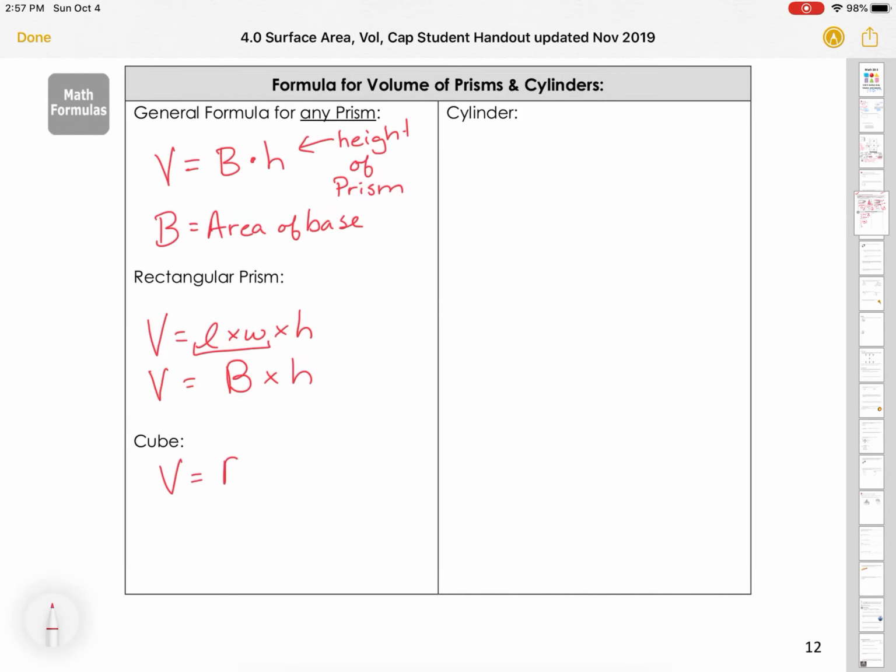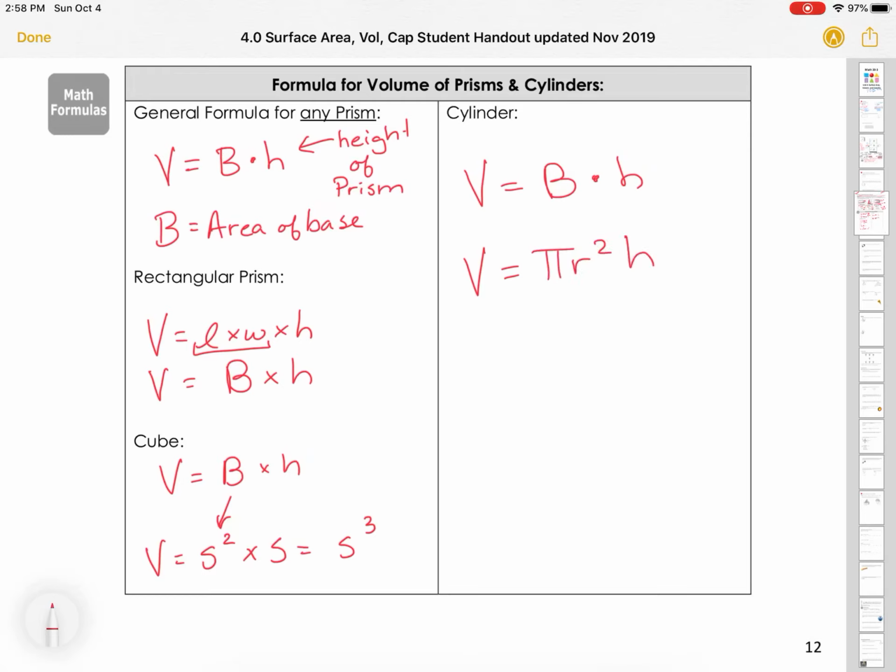For a cube, volume is area of the base times the height, and since the base is a side squared, the height will also be the side, so the volume of a cube is actually going to be side cubed. So these are formulas that you can use to help figure out your things. For a cylinder, as we said before, volume is area of the base times the height. And for a cylinder, the base is a circle, so it'll be pi r squared times height. So that will be our formula.